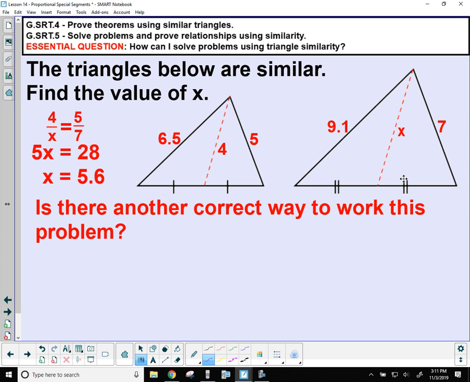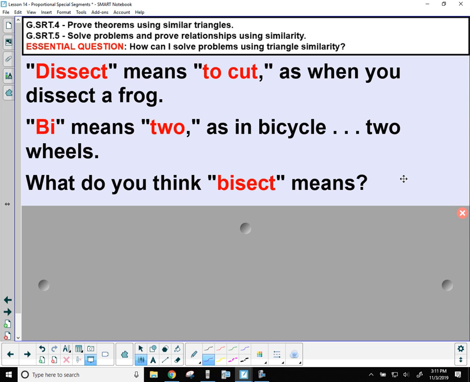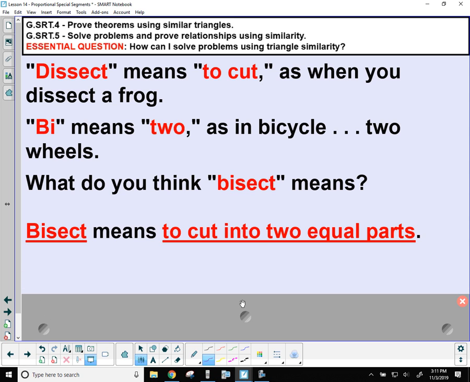To recap, remember, dissect means to cut, as when you dissect a frog, you cut the frog in half. Bi means two, as a bicycle, two wheels. So when we put two together, we cut something in half. So bisect means to cut into two equal parts. Again, this is part of your fill in the notes if I'm not mistaken. Again, this was a review.